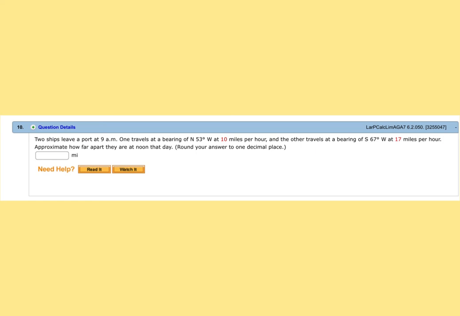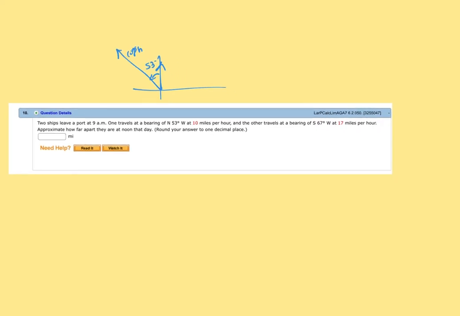And the last word problem says, two ships leave port at 9 a.m. One travels at a bearing of north 53 degrees west, at 10 miles per hour. And the other travels at a bearing of south 67 degrees west, at 17 miles per hour. Approximately how far apart are they at noon?